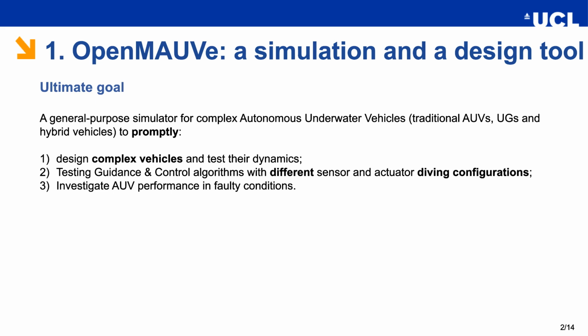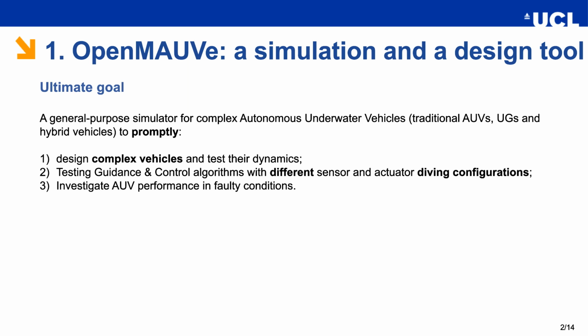Also, in this presentation, I will use the term autonomous underwater vehicles to generically refer to a plethora of underwater platforms, such as traditional AUVs, which are underwater vehicles using thrusters as main means of propulsion, and naturally ROVs, but also underwater gliders and hybrid vehicles.